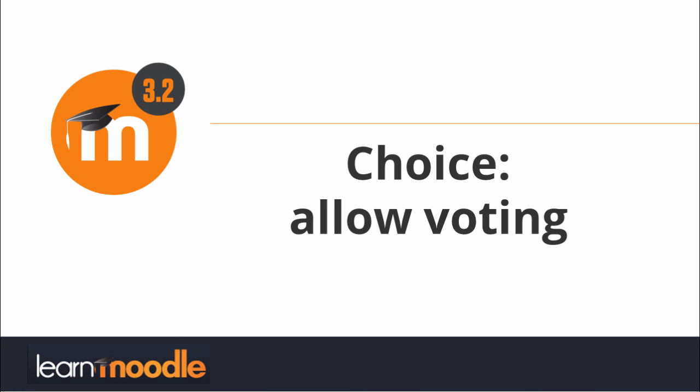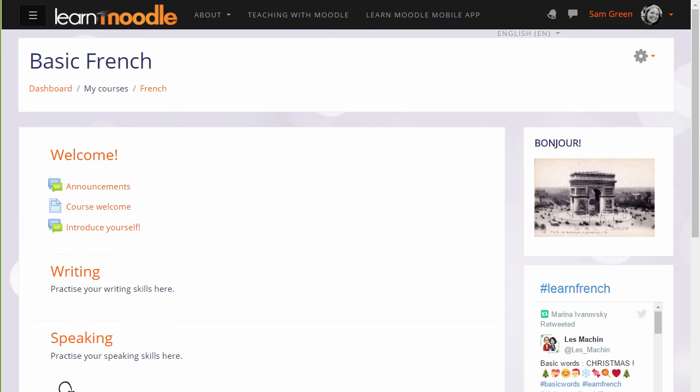Choice. Allow voting. It's sometimes useful to be able to see at a glance how your learners are progressing or to gauge their opinions or needs. Moodle has an activity called Choice, which allows teachers to set up voting options with radio buttons and a learner chooses a particular option. It doesn't only have to be how well you feel you're progressing.